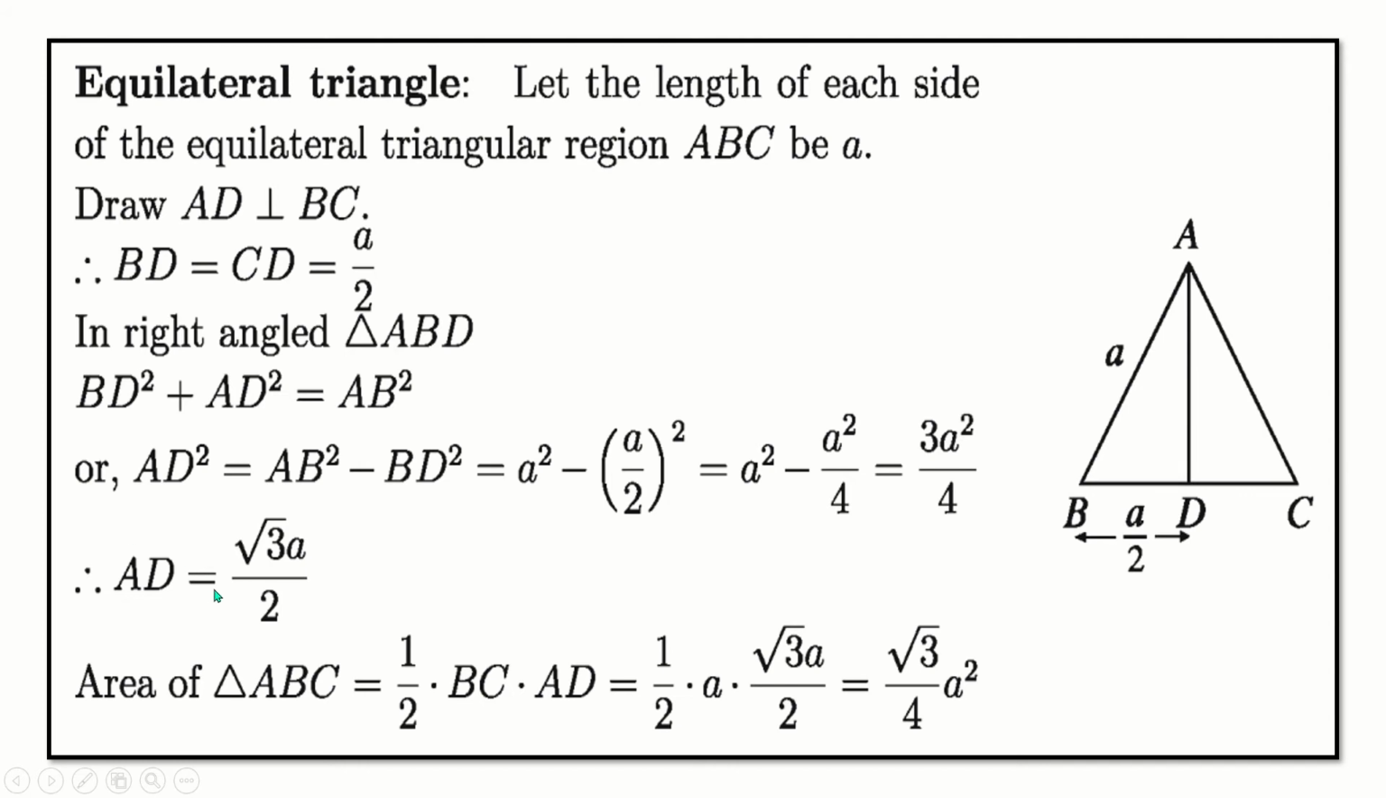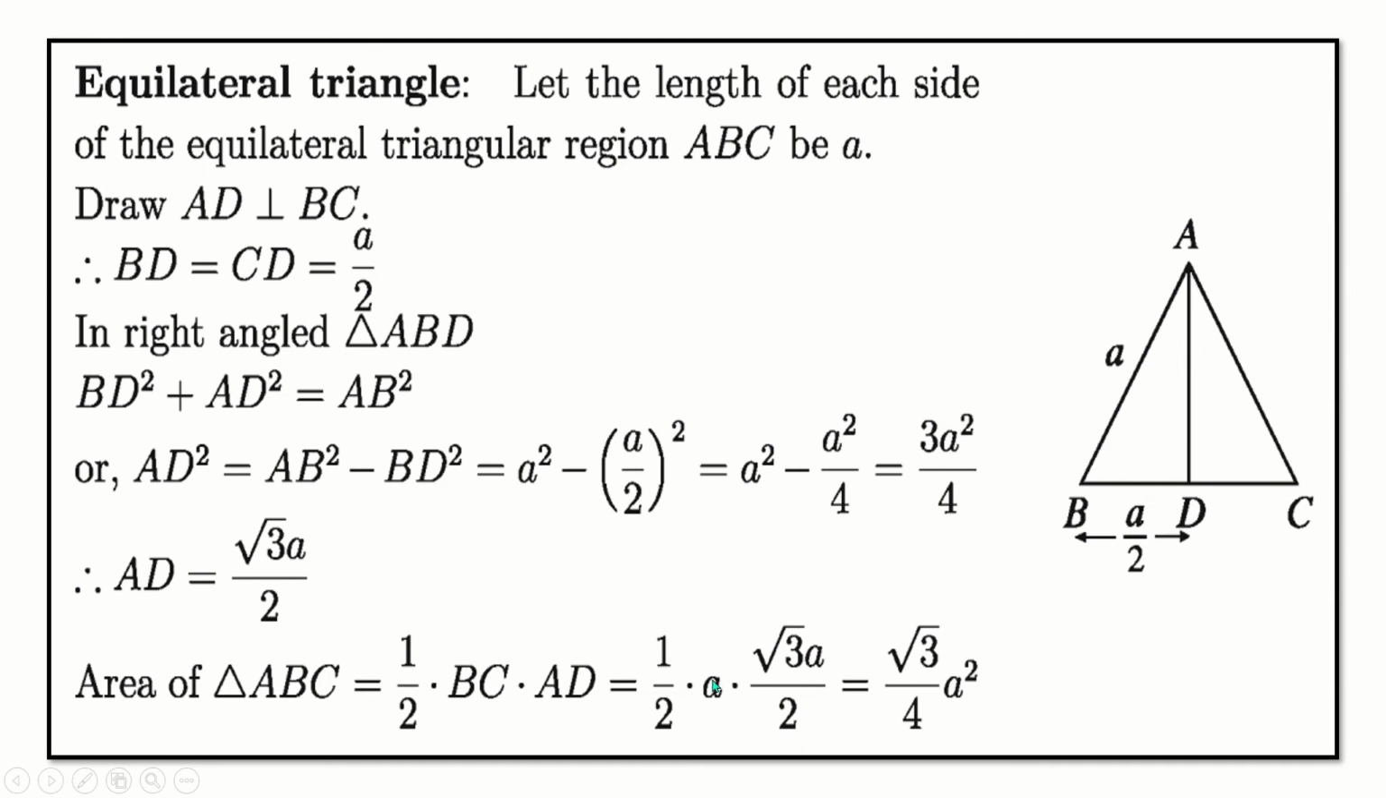And AD is a height or perpendicular, and we know the area of a triangle equals half into base into height. Here the triangle means ABC. As here is triangle ABC, the area will be half into base BC into height AD. But BC is equal to what? BC is equal to a, and AD equals root 3 a divided by 2. That means half into a into root 3 a divided by 2.